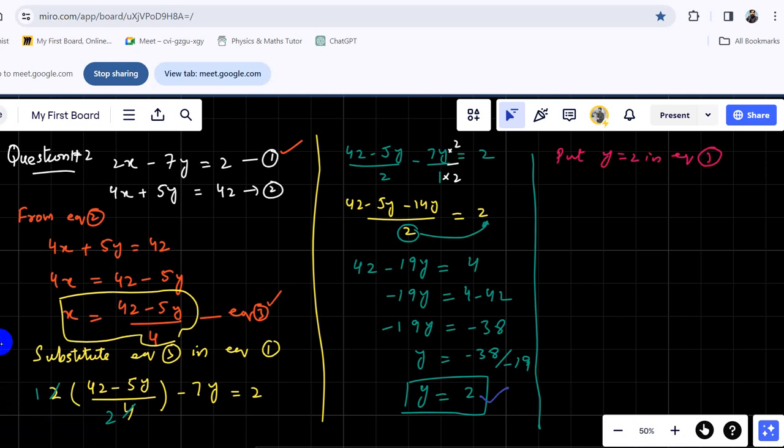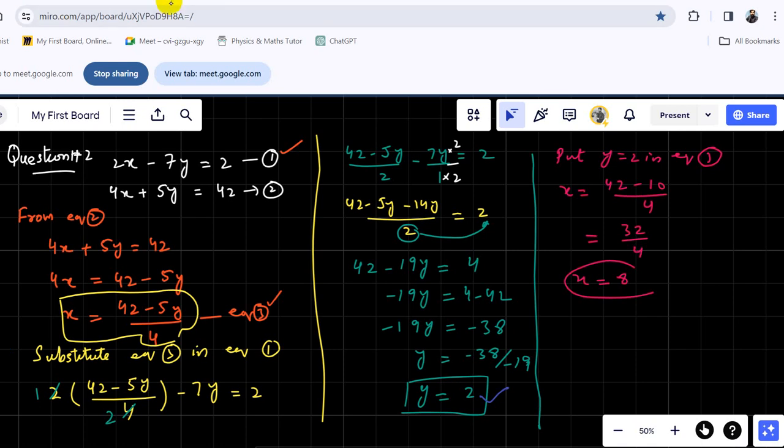Now you are not bound to put this in equation 1, 2 or 3. You can use this value in any of the equations. Am I clear to you? It's 2. 38 divided by 19. Okay, x is equal to 7. So let me check it. x is 42 minus 10 upon, yeah, it's 8. So x is 8. So this question is from the past papers.